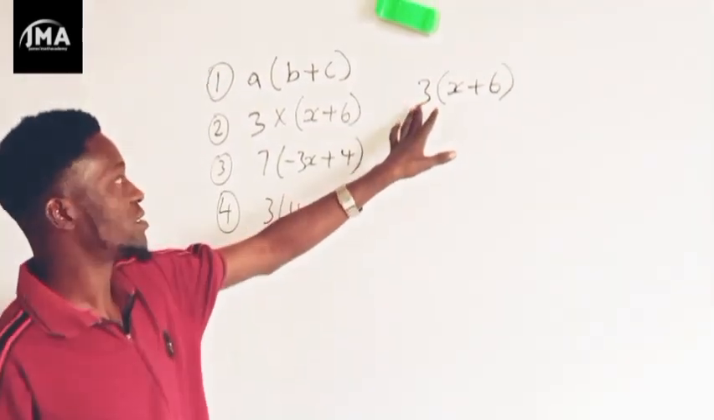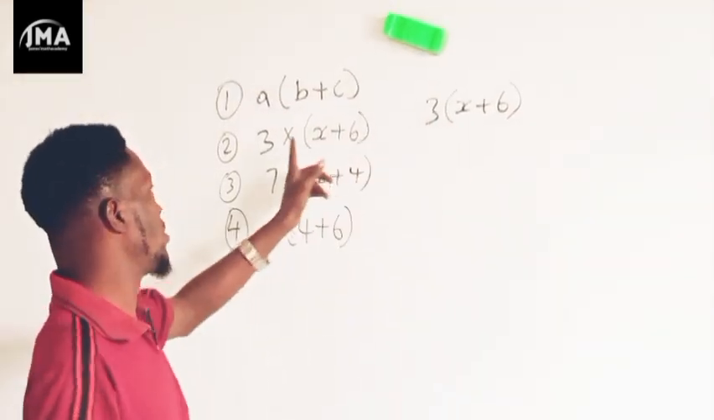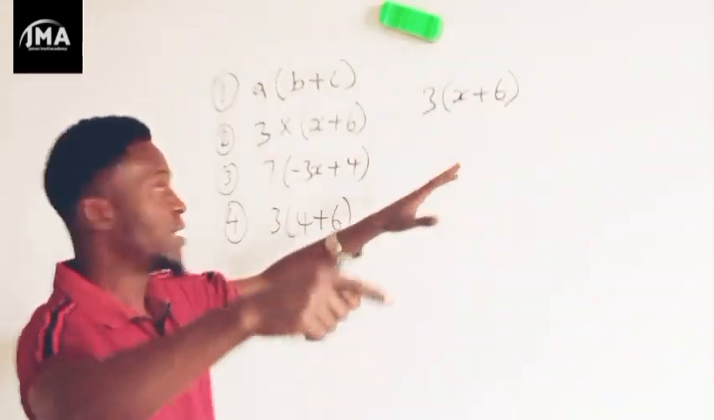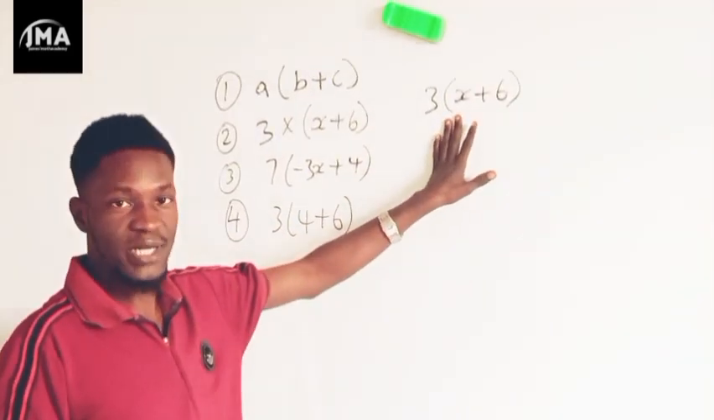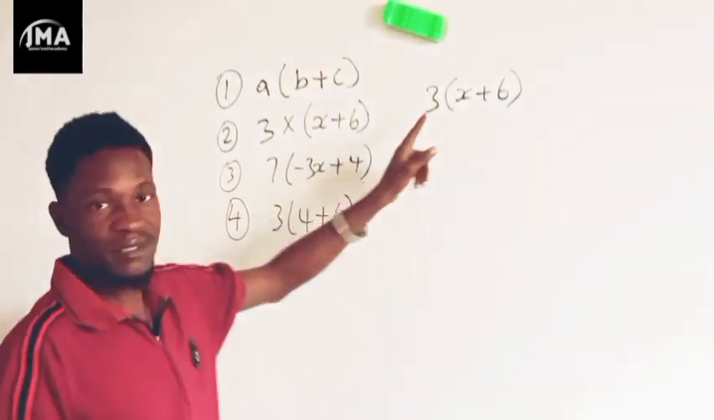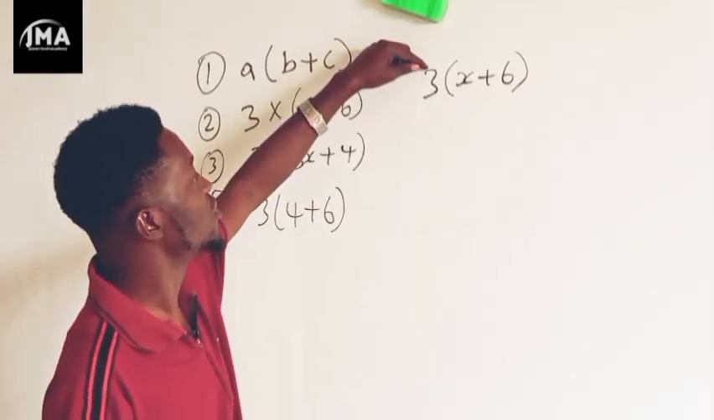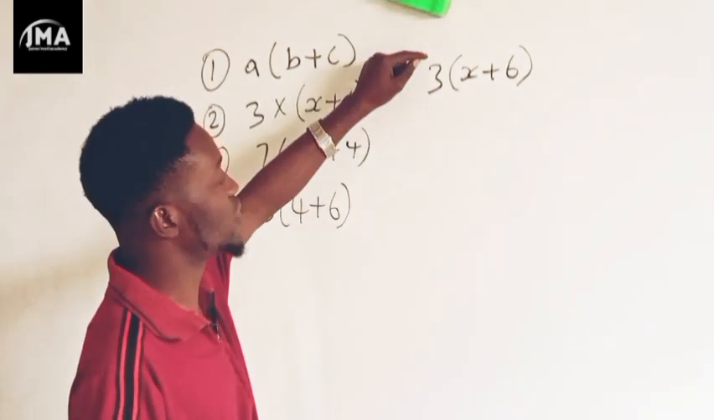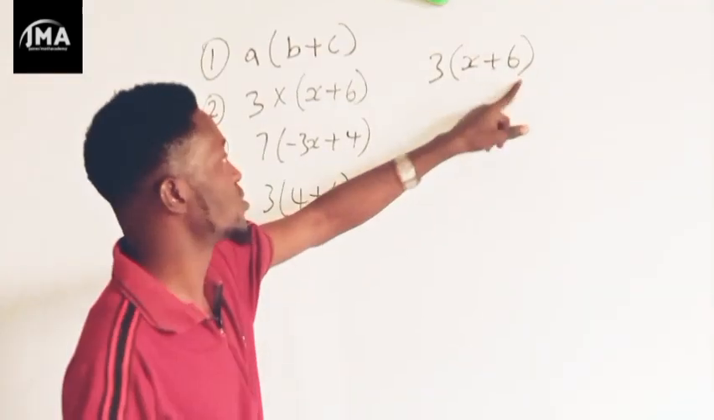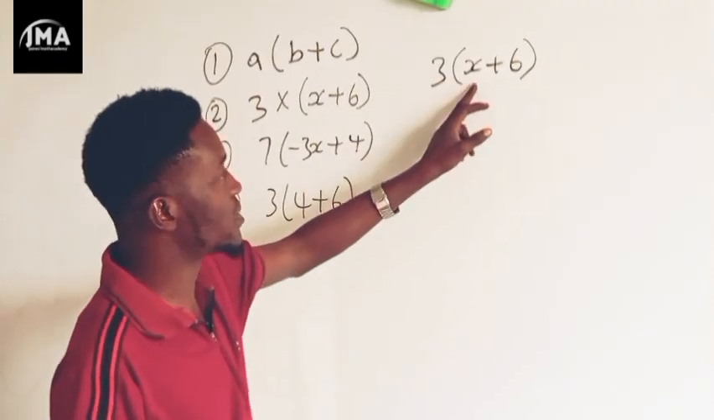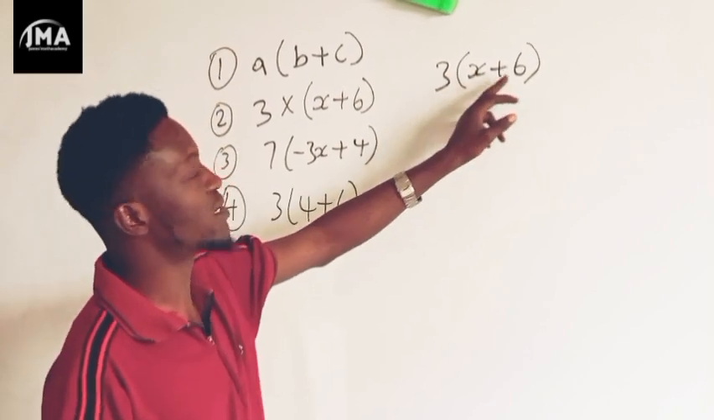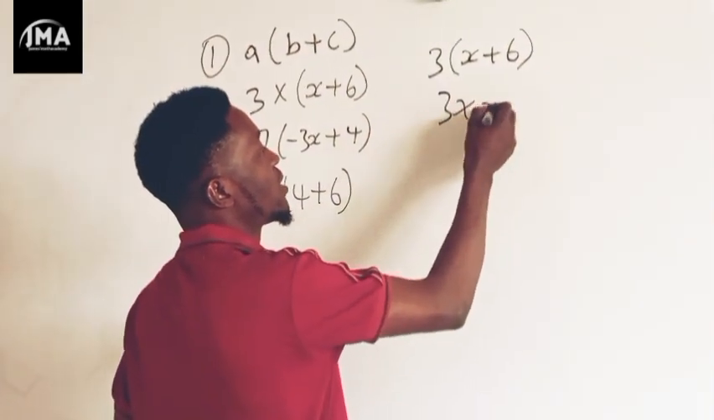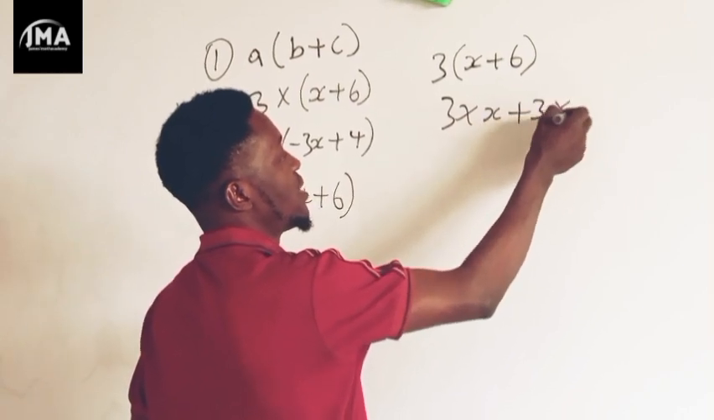So you can either see 3 attached to the bracket, or they'll say 3 times, or that number will be multiplied by that particular bracket. It's basically the same thing. This 3 will multiply this variable x, and it will also multiply this 6. So it's going to be 3 times x plus 3 times 6. That is how it is.